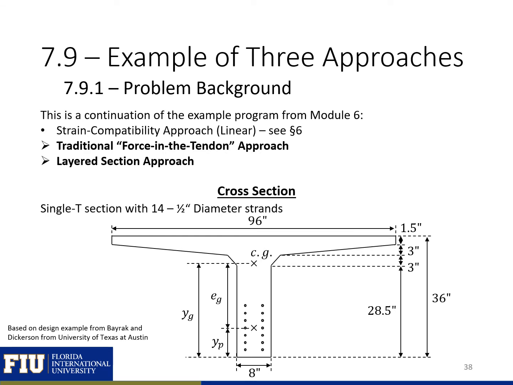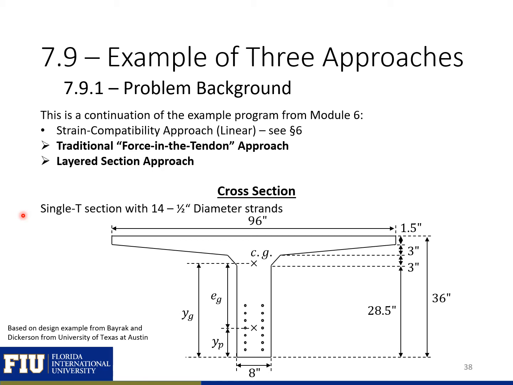On the next few slides, we're going to continue an example problem that we started in Module 6. In Module 6, we found the stresses for the section shown below using the strain compatibility approach. In this section, we're going to look at the stresses from the traditional force-in-the-tendon approach that we've been going through, and then we'll also bring in stresses from the layered section approach as a point of comparison.